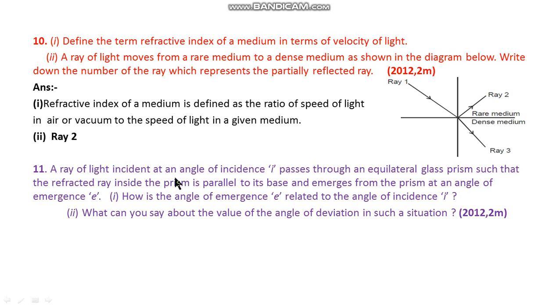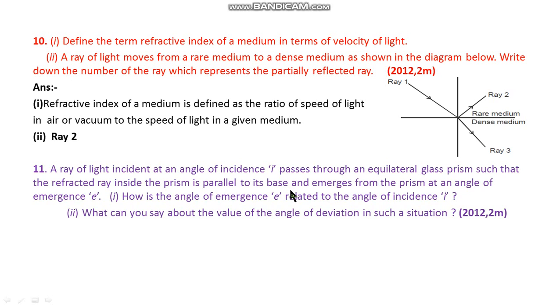Next, a ray of light incident at an angle of incidence I passes through an equilateral glass prism such that the refracted ray inside the prism is parallel to its base, and emerges from the prism at an angle of emergence. How is the angle of emergence related to the angle of incidence? Here they are saying the refracted ray is parallel to its base.